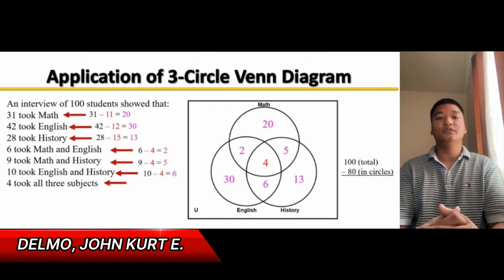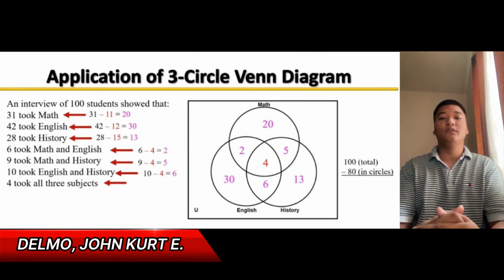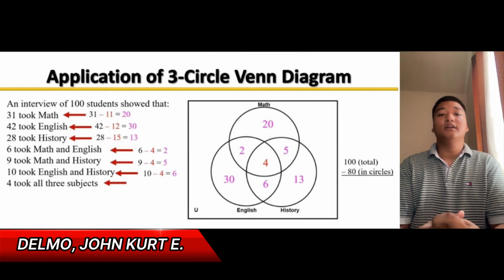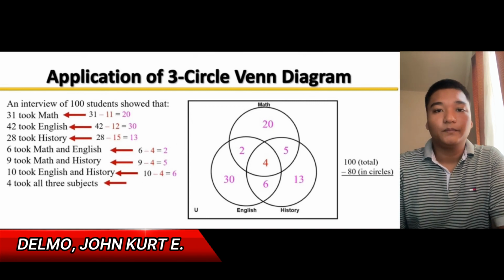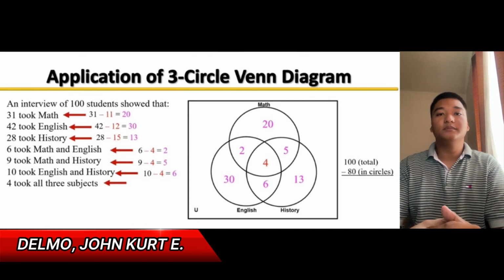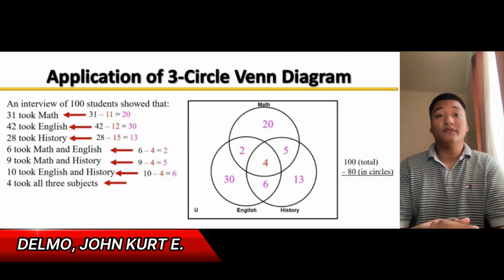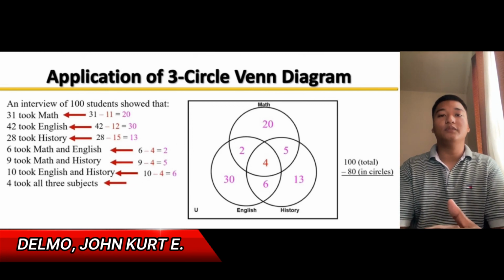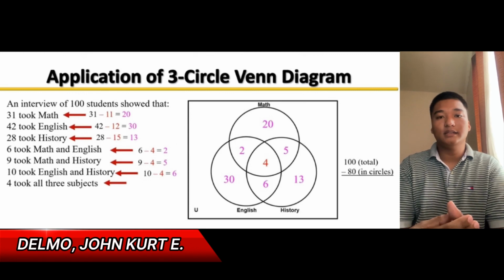The first thing you do is start with the region where all three circles overlap. If we look at the information, there were 4 students who took all 3 subjects. So into that region, we will place 4 in the center. Everything inside the circles is affected by that, because you already have 4 in all 3 circles. The next step is to focus on the 2-circle regions: math and English, math and history, and English and history.